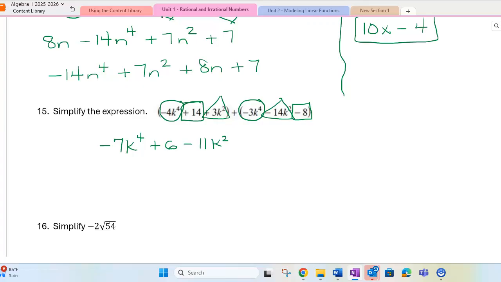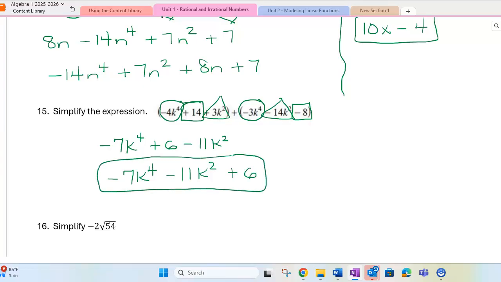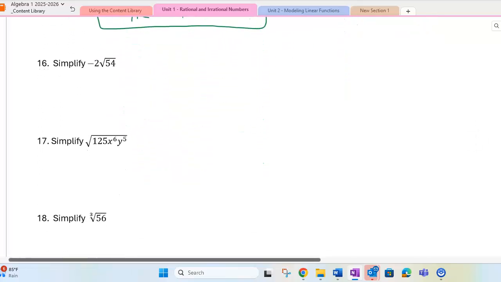Now, that's our answer, but it's not in standard form. It's not in order of biggest exponent to smallest. So let's rewrite it. -7k to the 4th, then minus 11k squared plus 6. And here is our answer. All right, let's get through these last 3.